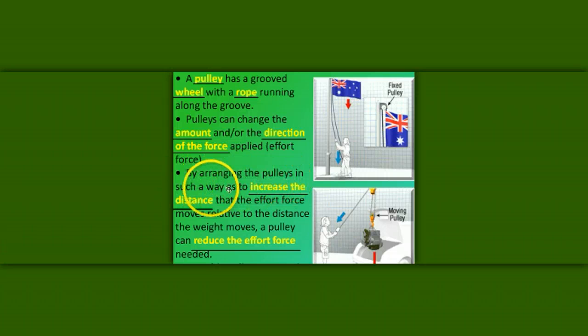By arranging the pulleys in such a way as to increase the distance that the effort force moves relative to the distance the weight moves, a pulley can actually reduce the effort force needed. Now, in a fixed pulley on a flagpole, all it does is change the direction of the force. It doesn't decrease the effort, it just changes which way the effort goes. So a fixed pulley only changes the direction of the effort. It does make it easier for you because it's changing the direction of the effort.